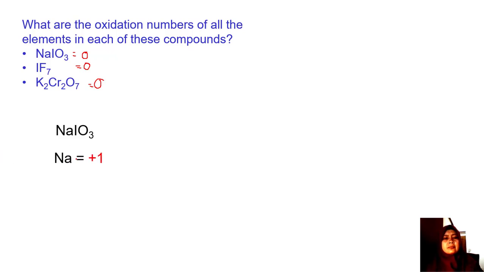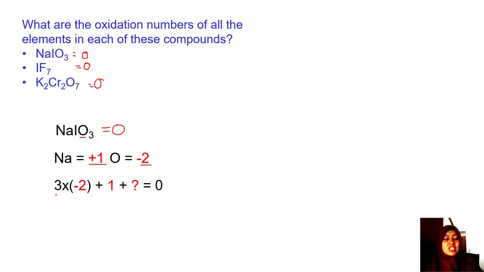NaIO3. Natrium is in group A1, which means its oxidation number is +1. And then we have oxygen, which is usually -2, and here there are 3 oxygens, so we have to multiply the oxygen oxidation number by 3, and the total of the oxidation numbers is equal to 0. So from this we can determine the oxidation number of iodine.